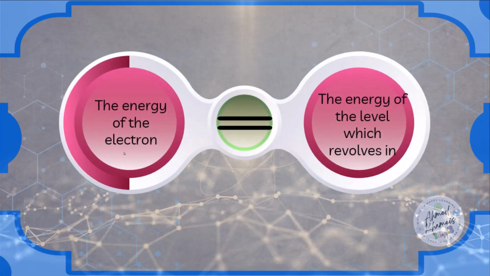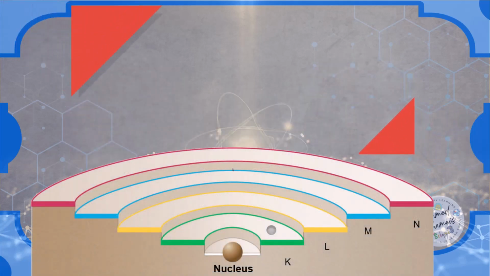And the energy of an electron equals the energy of the level in which it revolves. So for an electron to move from one level to another, it has to gain an amount of energy we call quantum. This quantum equals the difference of energy between the two levels. So for example, for an electron to move from K to L, it has to gain an energy amount exactly equal to the difference in energy between K and L.